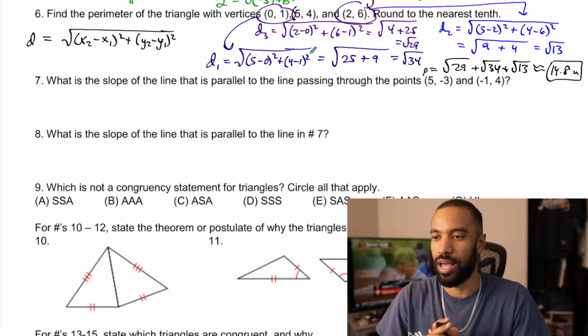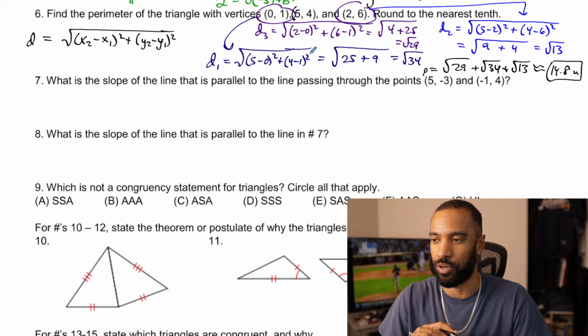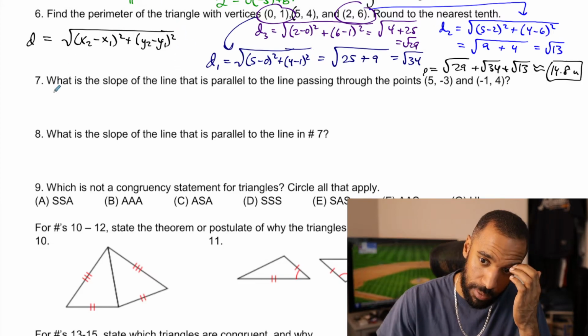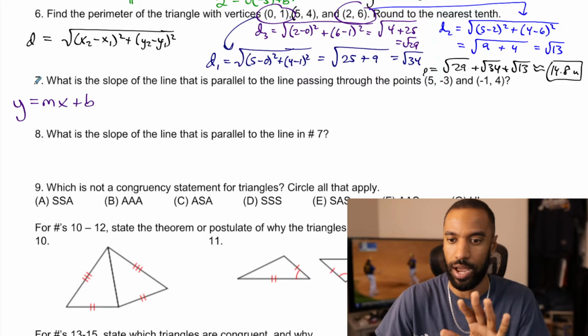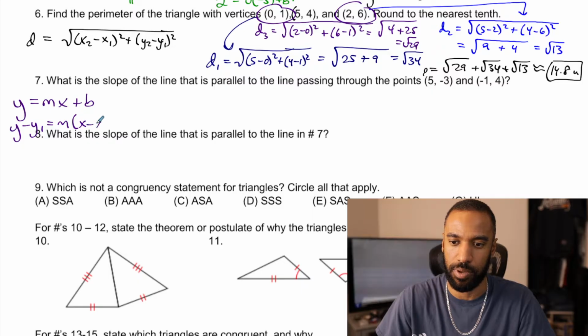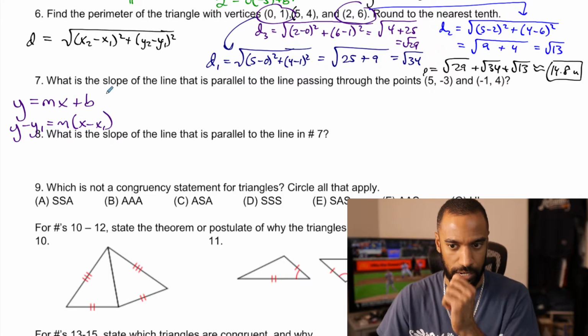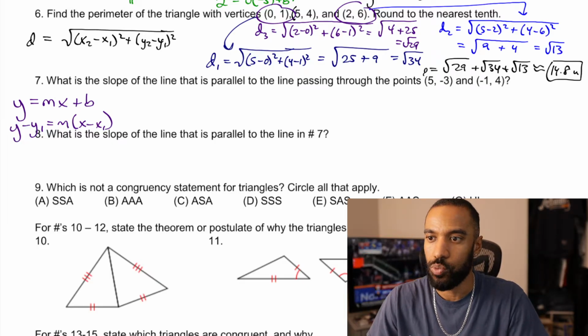Okay, what is the slope of the line that's parallel to the line passing through the points (5, -3) and (-1, 4)? So for y equals mx plus b form, we need both m and b. By the way, I don't need to do y equals mx plus b form. I can also do y minus y1 equals m times x minus x1. I'll give you 3 different answers, even in the skinny version right here. To do this, we do need slope.